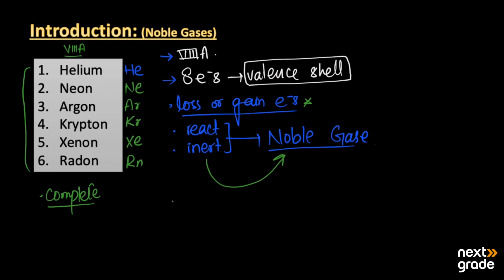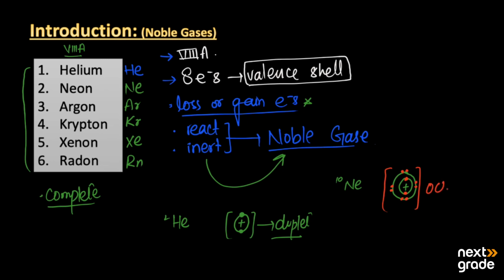If we just draw here the helium, its atomic number is 2. So its first shell contains two electrons, its duplet is complete. So that's why it is a stable gas. It is called a noble gas. On the other hand, if we talk about neon, its atomic number is 10. Its first shell and then second shell. Its first shell contains two electrons and its last shell contains 8 electrons. So its octet is complete and it does not require losing or gaining electrons.